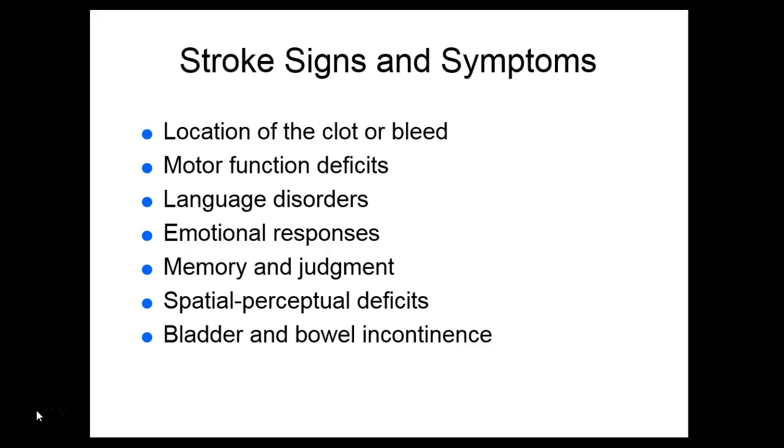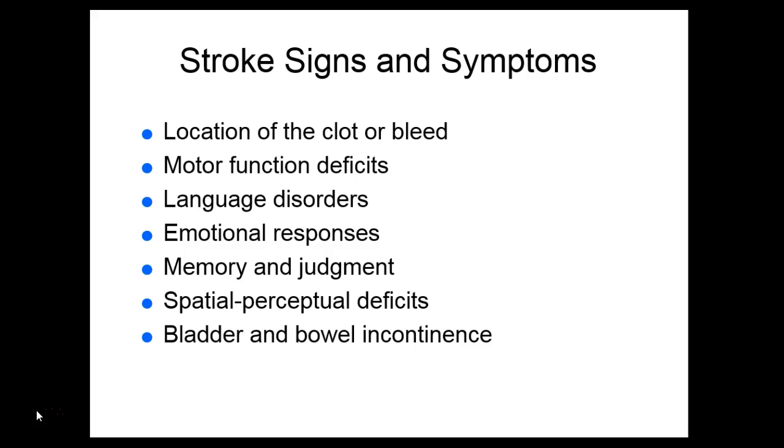Stroke signs and symptoms. The signs and symptoms pretty much depend upon the location of the clot or the bleed, and what part of the brain is affected. So they can vary quite significantly. The neurological effects of a stroke can range from mild motor disturbances to a profound coma, depending upon the area of the brain that's affected.